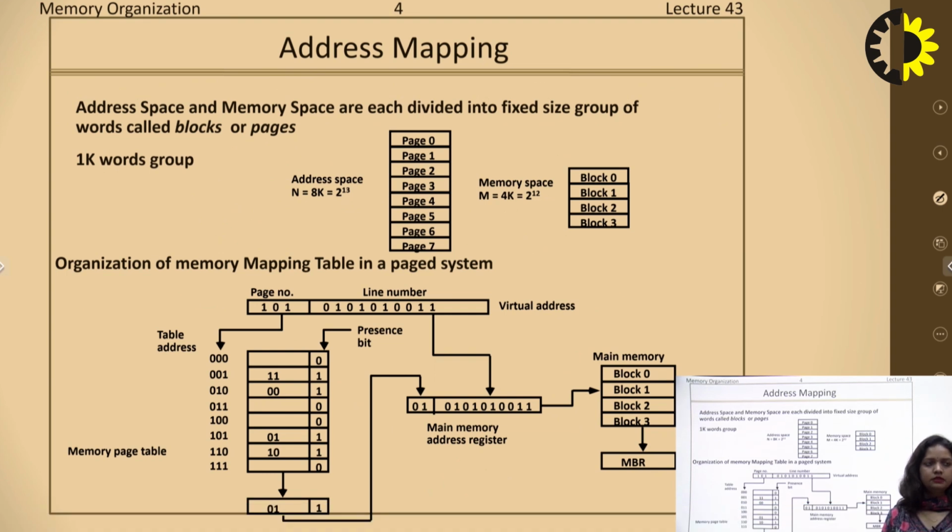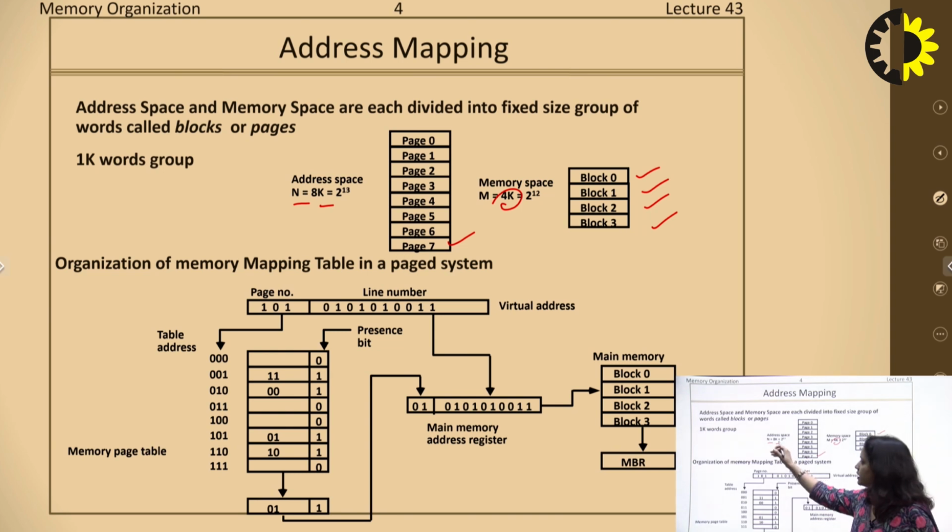In this example, we are taking an address space, that is the virtual memory address space, and a memory space for the RAM, and we divide them into fixed-size groups known as blocks and pages. The contents of main memory are known as blocks, and here we are taking a main memory of size 4K. The pages are the contents of virtual memory, and here we are taking a virtual memory of size 8K.